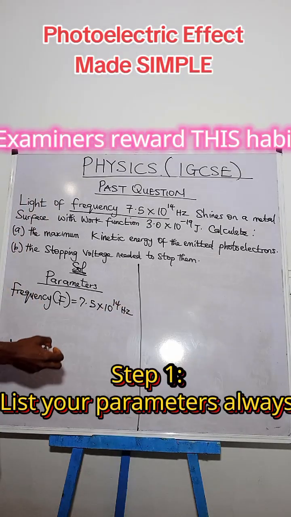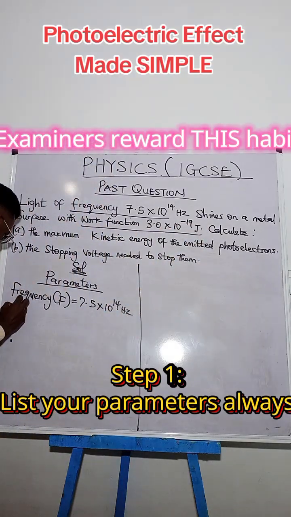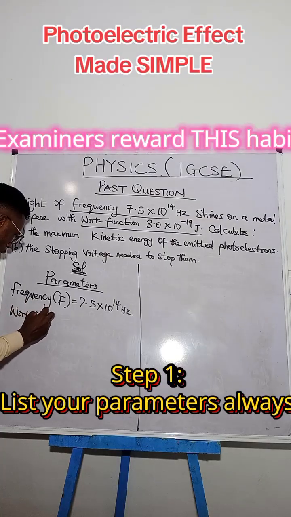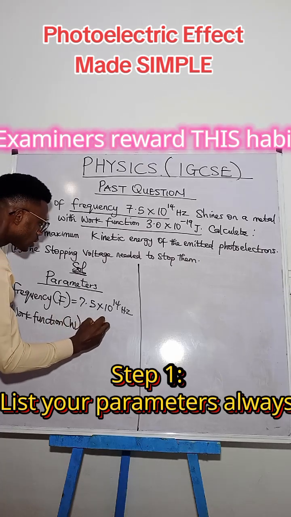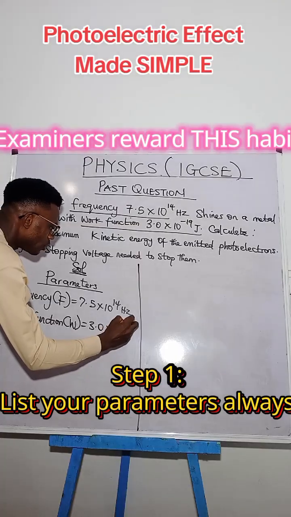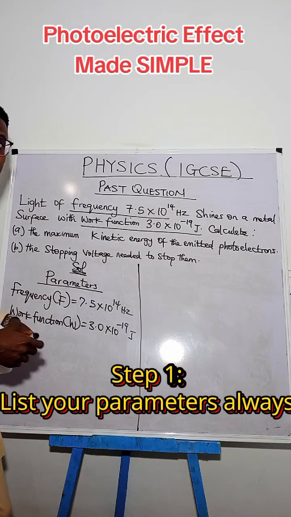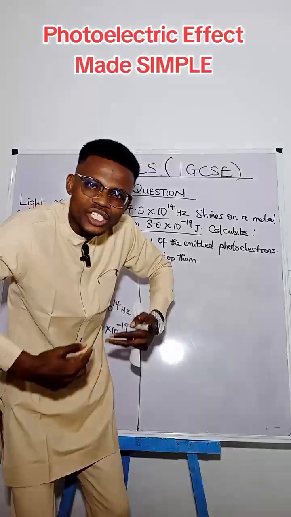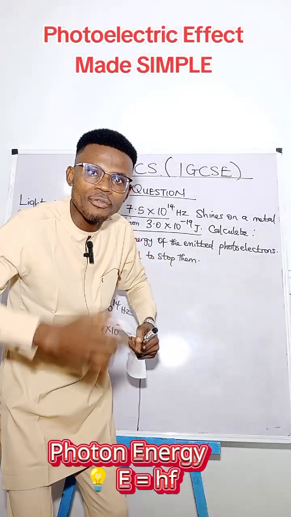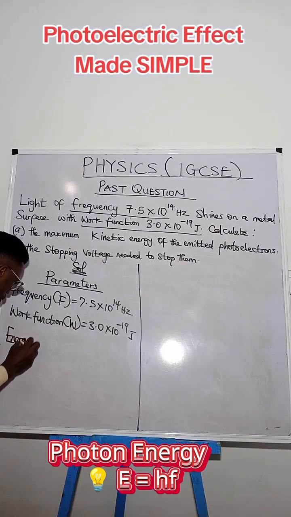Let's move on. It shines on a metal surface with work function. So I've been given my work function W to be 3.0 times 10 to the power minus 19 joules. Then we have to calculate the maximum kinetic energy and the stopping voltage. But before we proceed, the first thing you have to look for is the energy of the photon.